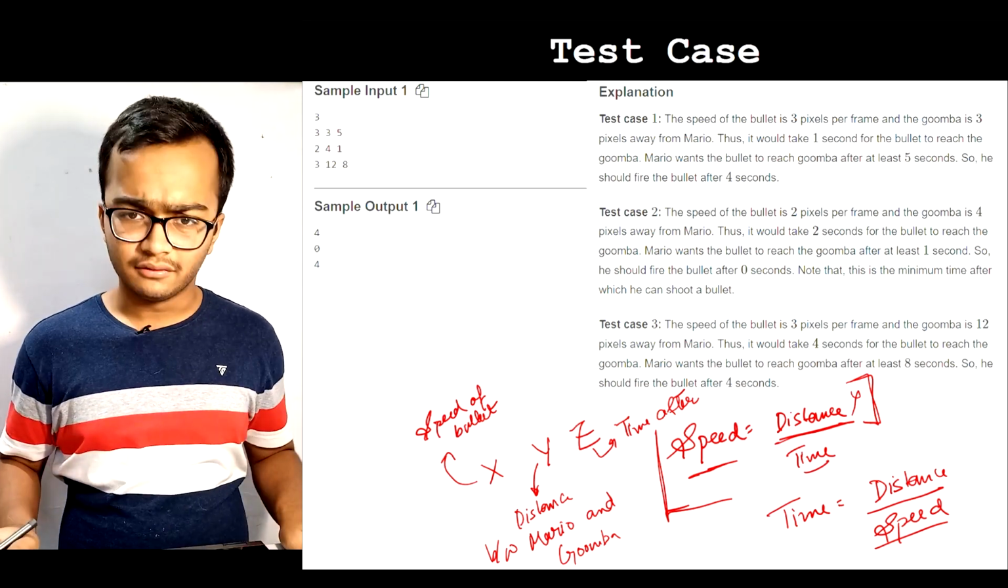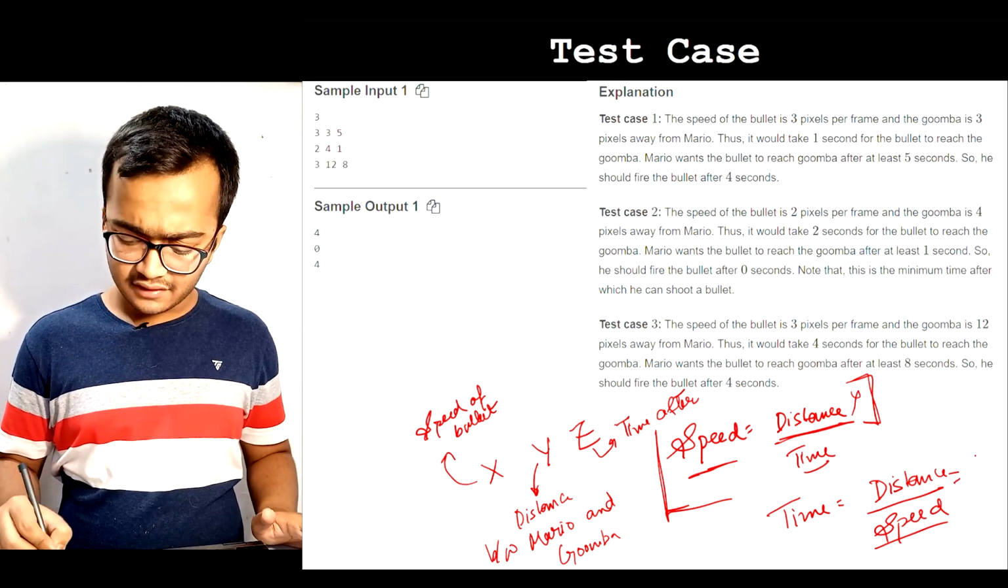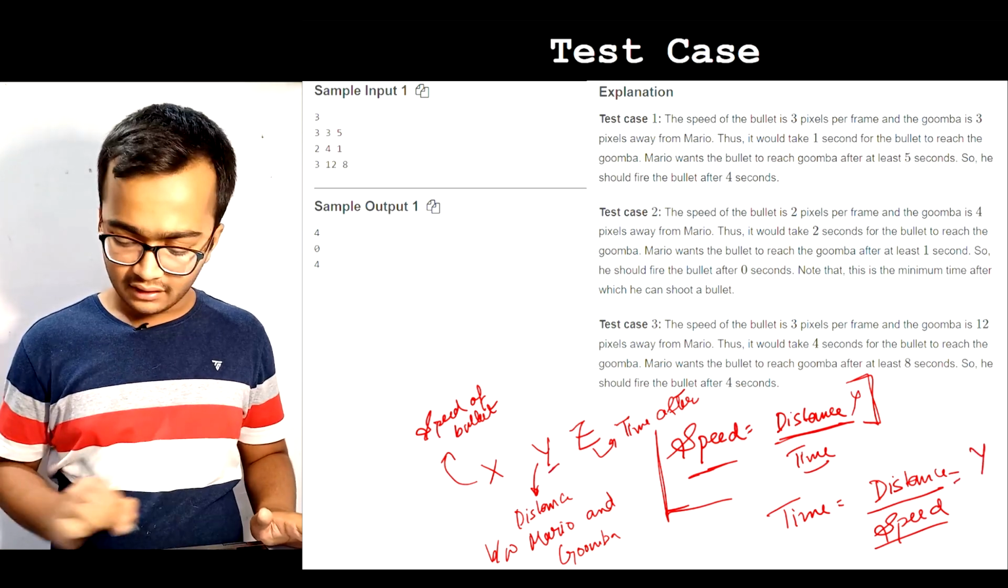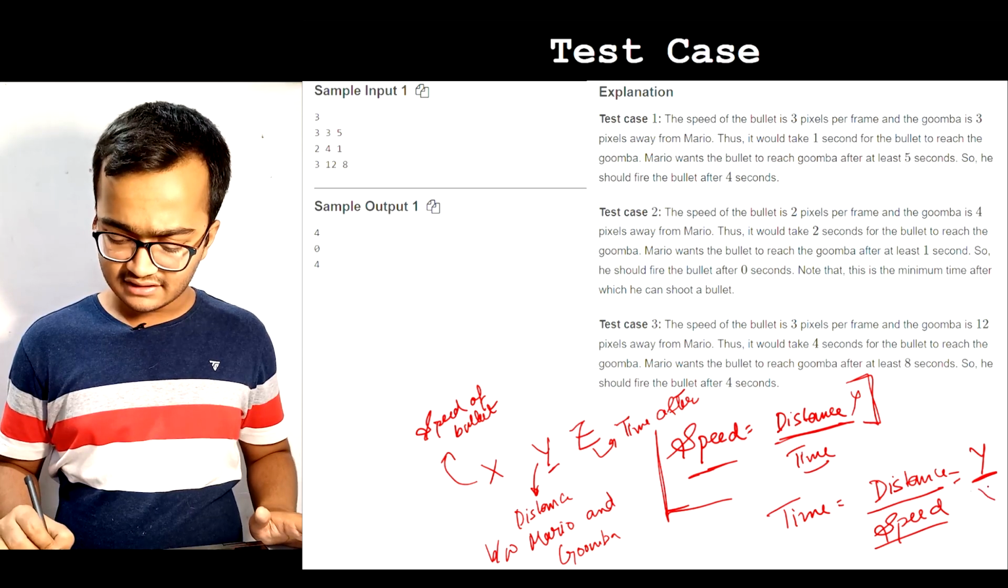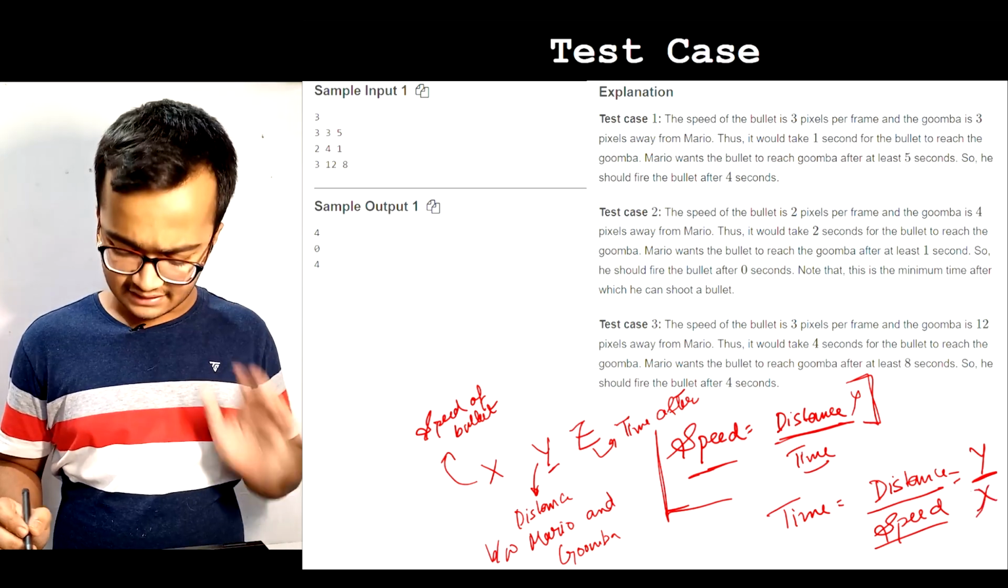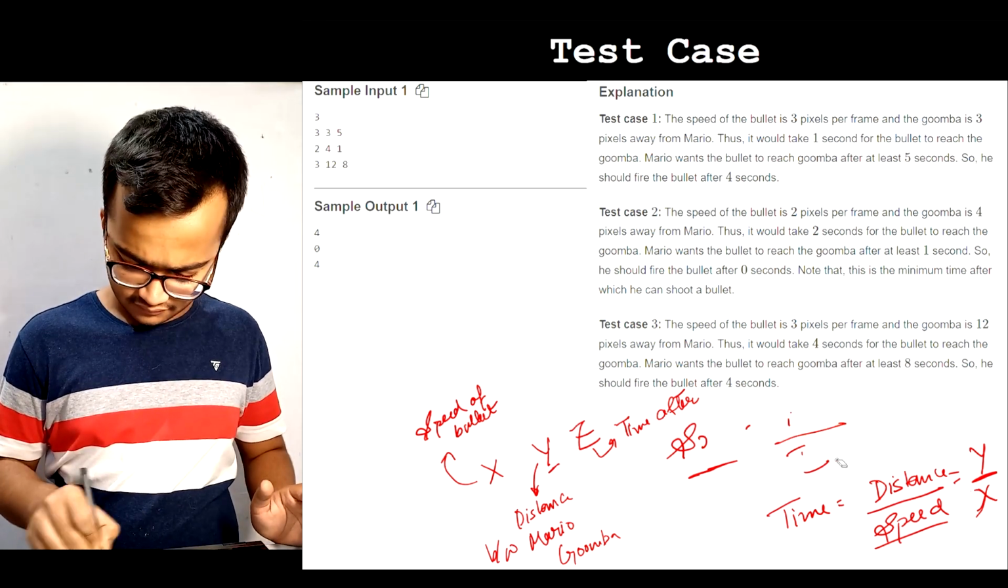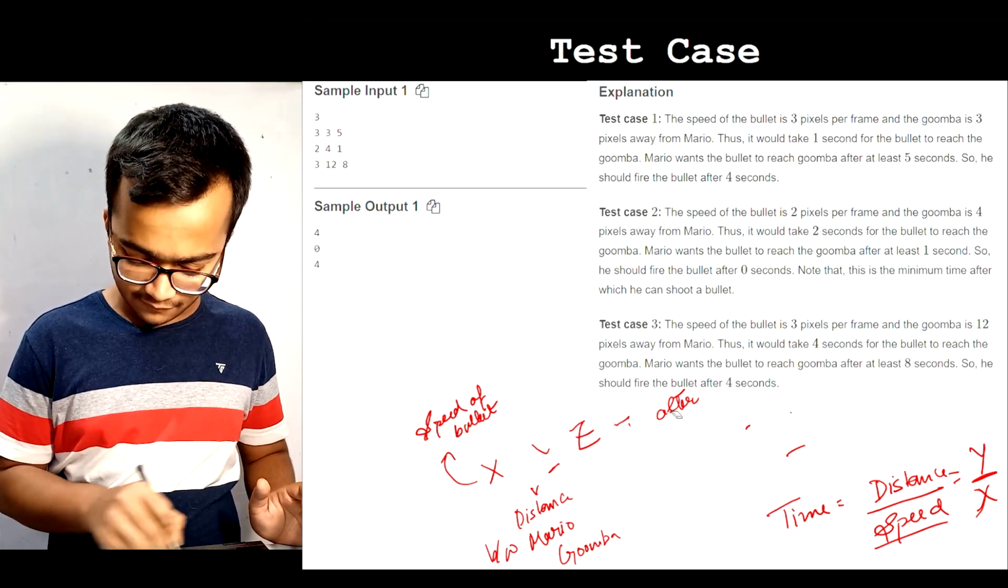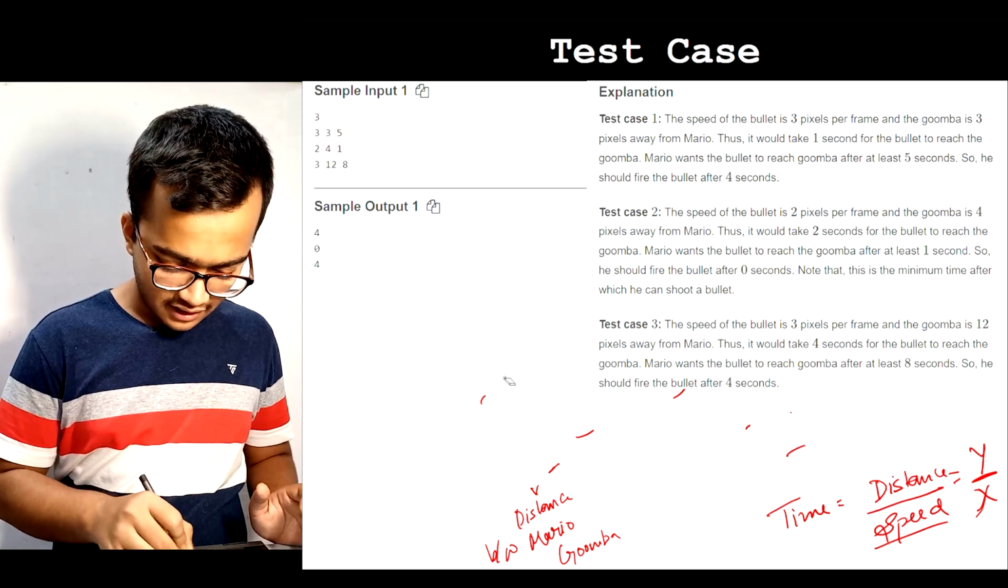Once you do distance upon speed, we will get the time taken by the bullet to reach Goomba from Mario. So what is my distance over here? My distance is y. And what is the speed of the bullet? It is given as x. Clear? Now we will see the test cases. Let's erase everything except the formula. Let's see now what we have over here.